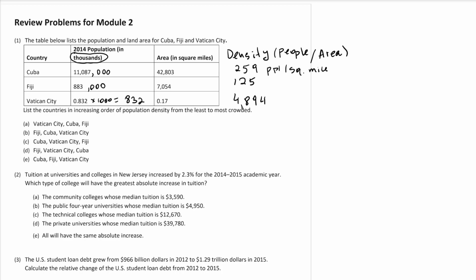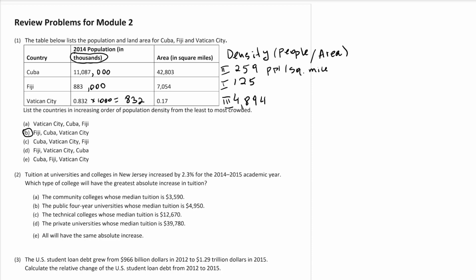So if we rank them, the lowest one would be Fiji, followed by Cuba, followed by Vatican City, which gives us the answer choice B. Note that Vatican City is small, only 832 people lived there in 2014, but the area is really tiny. So when you're dividing, it does make sense that we get such a crowded density.